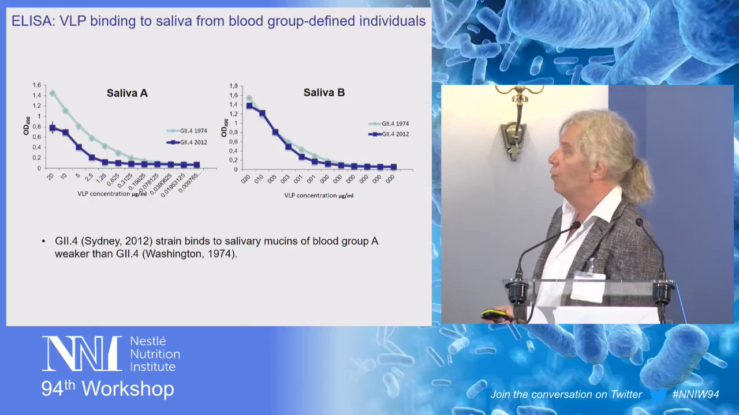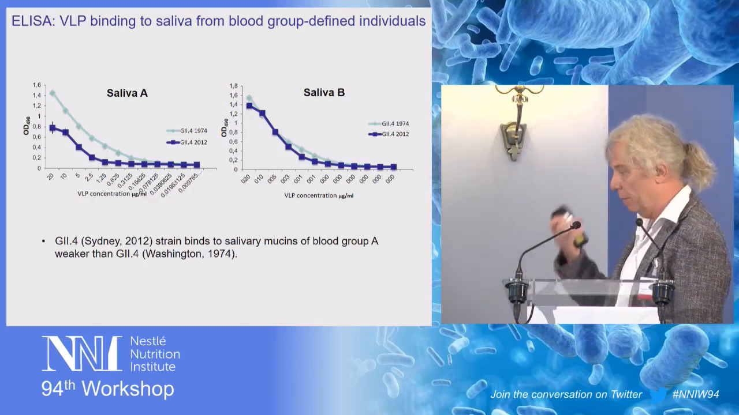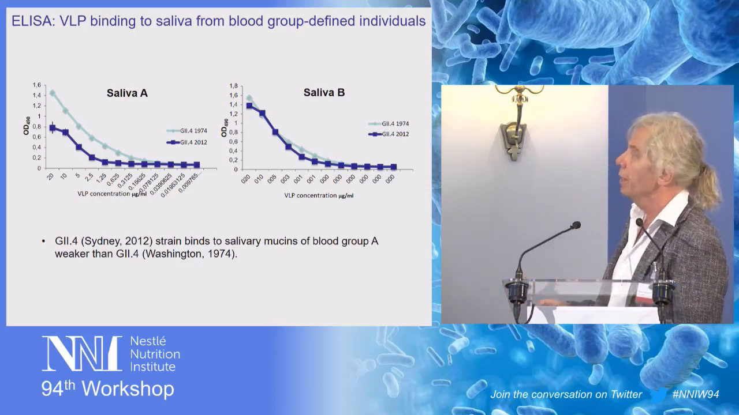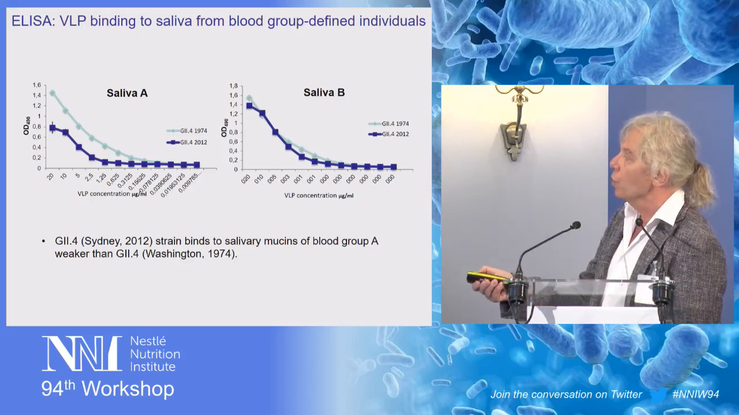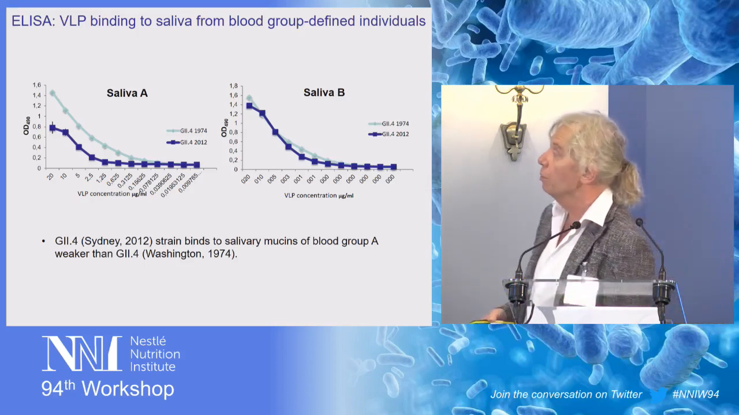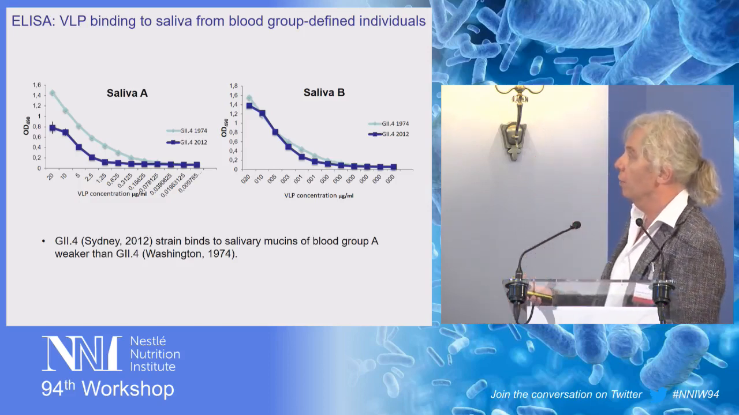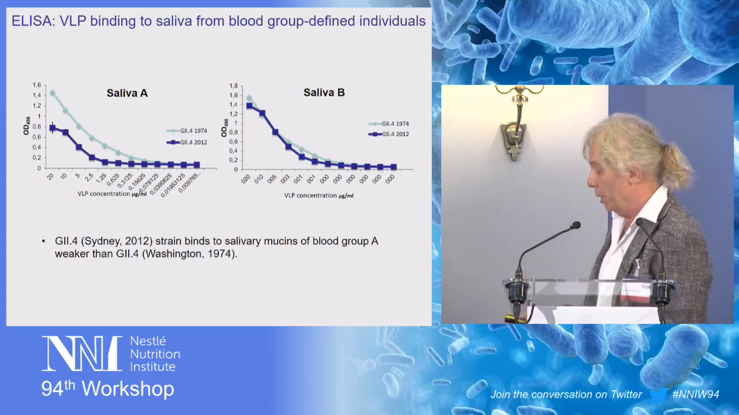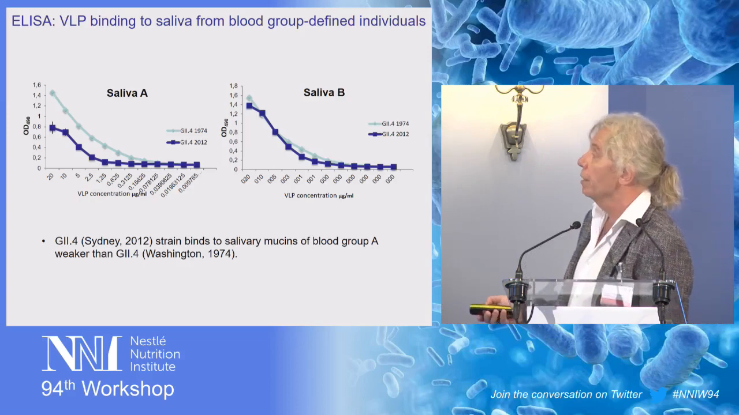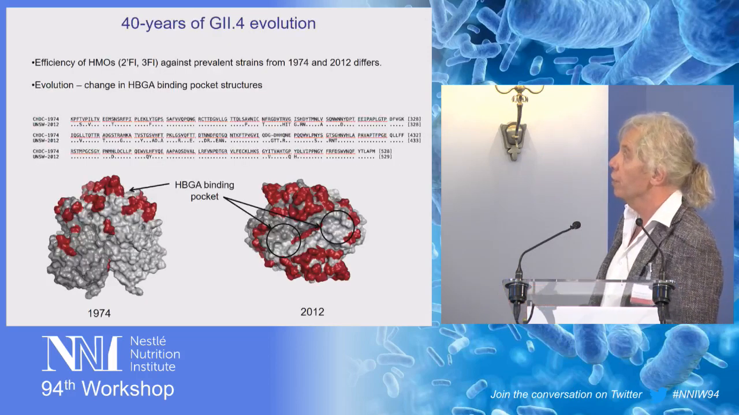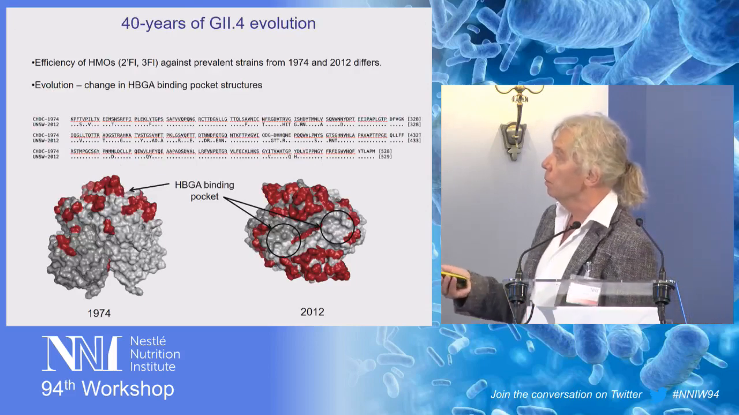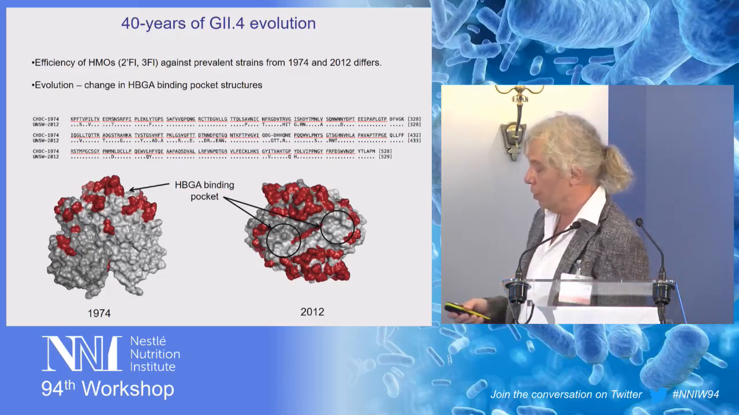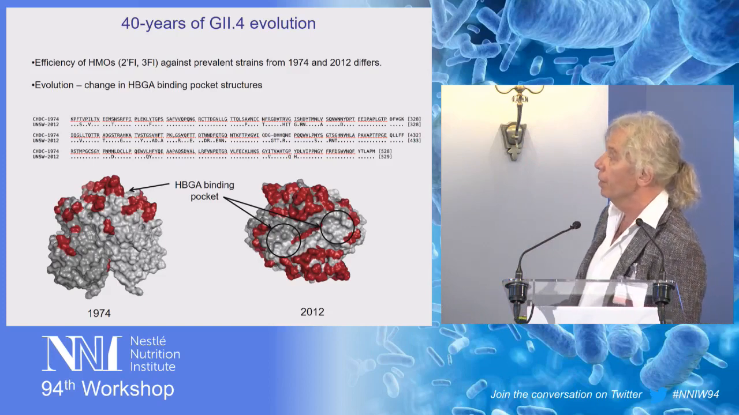The genogroup G24 has evolved within 40 years. So in 1974, the Washington strain, which is shown here, shows a strong binding to blood group A structures, whereas the later evolved Sydney strain from 2012 shows a diminished binding to blood group A, which means that within these 40 years of evolution, the strain has already changed dramatically. And here you see the many mutational changes which have occurred and which affect in some way the structural aspects of the binding pocket of the VP1 protein.